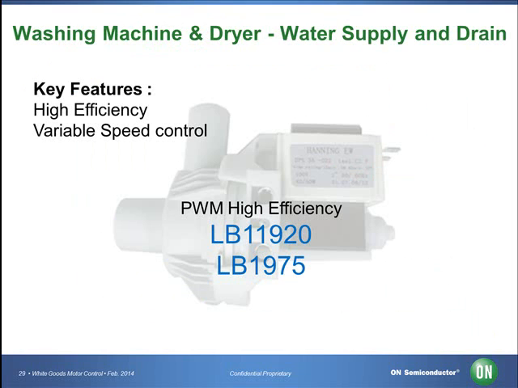The LB11920 is a direct PWM IC for 3-phase power brushless motors operating over a wide voltage range from 9.5 to 30 volts. The duty cycle is controlled by a PWM signal. The LB1975 is a similar 3-phase brushless motor IC, also with direct PWM control, operating over a higher voltage range of 20 volts to 42 volts.